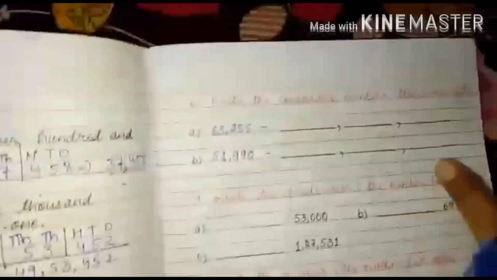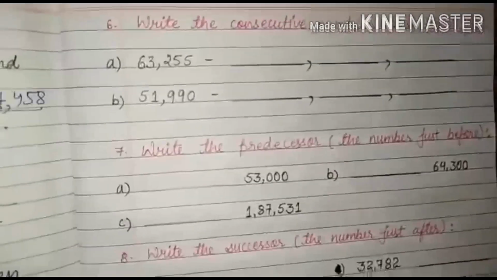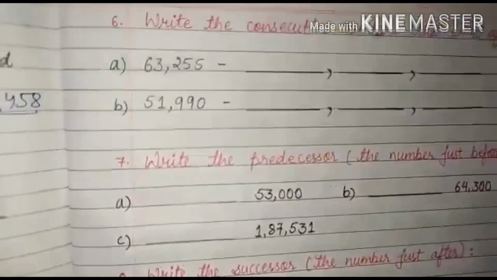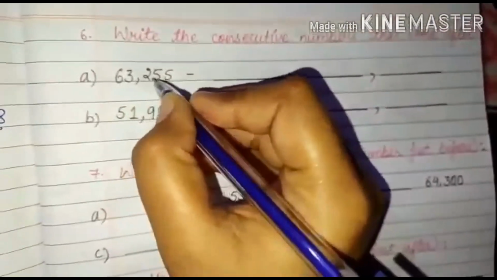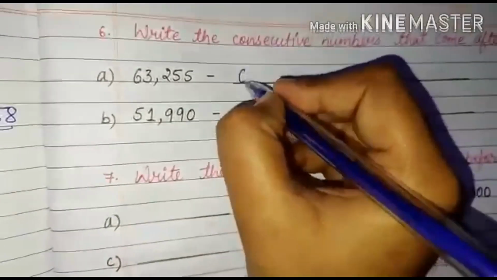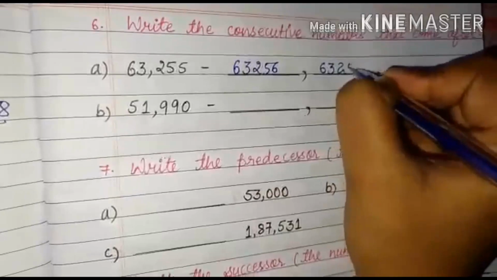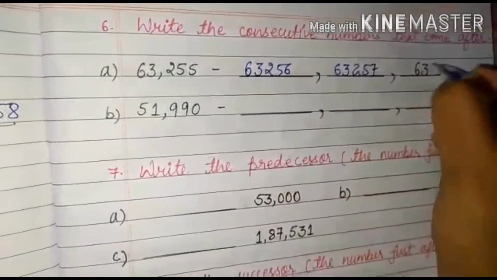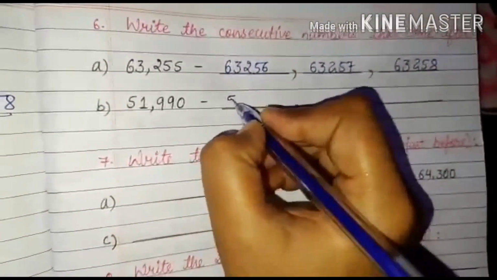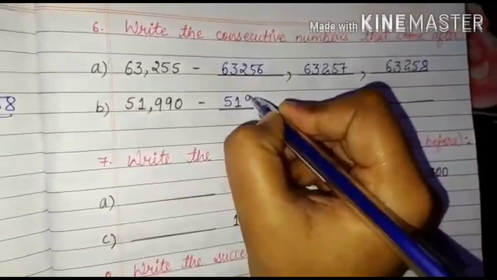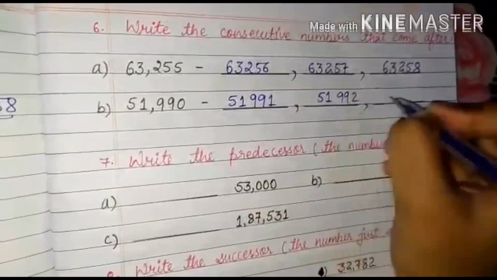Next question. Write the consecutive numbers that come after. Consecutive means the number that comes after. It's very easy. You have learned about it in class 2, in class 3 as well. So 63,255. What comes after it? 63,256. And then we have 63,257. 63,258. Now 51,990. What comes after it? 51,991. 51,992. 51,993.